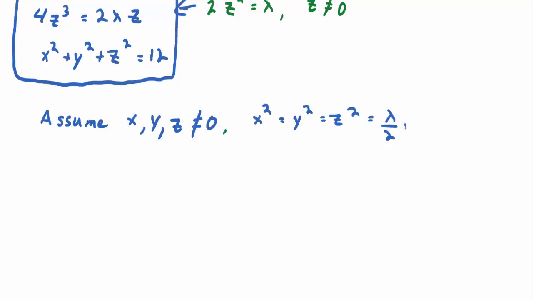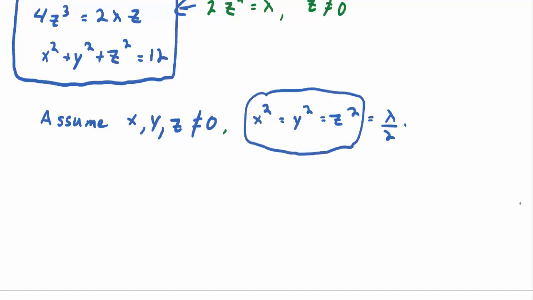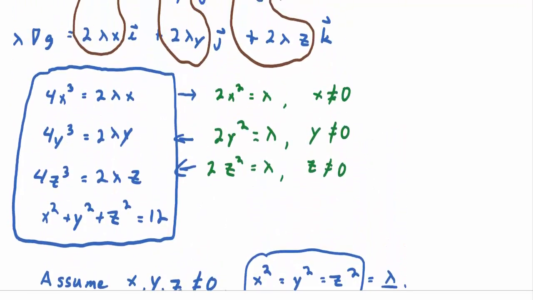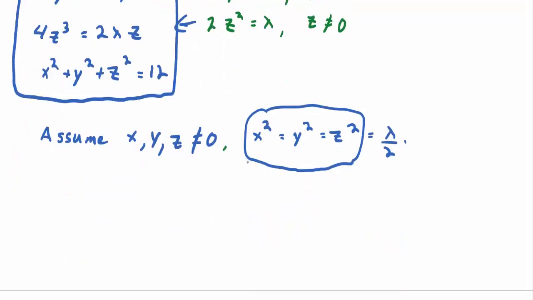Do we need to bother plugging in lambda over 2? Can't we just say that they're all equal to each other? Another way to approach it, maybe one that would make more sense, is since all of these are equal to lambda, they're equal to each other. So I could have said 2x squared equals 2y squared equals 2z squared, which means x squared equals y squared equals z squared. I'll erase that other part, otherwise it's confusing. Is that clear? Yeah, you fiddle around with it until you get it right.